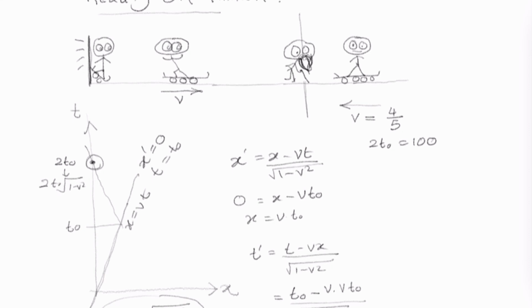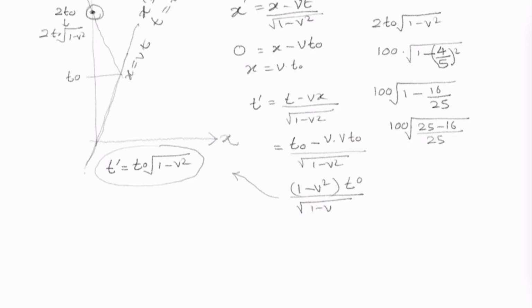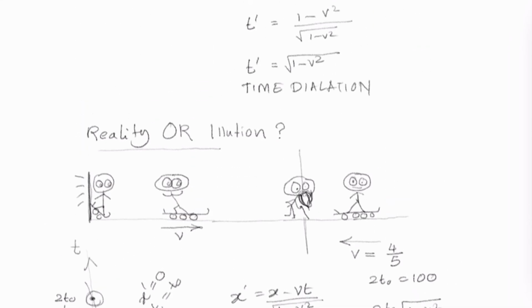So let's substitute: t naught times the square root of 1 minus v squared. 100 times the square root of 1 minus 16 over 25. 100 times the square root of 9 over 25. 100 times 3 over 5 equals 60 years. So by the time I come back home, I am a 60-year-old, still young person, and you are 100 years old. It is not an illusion.